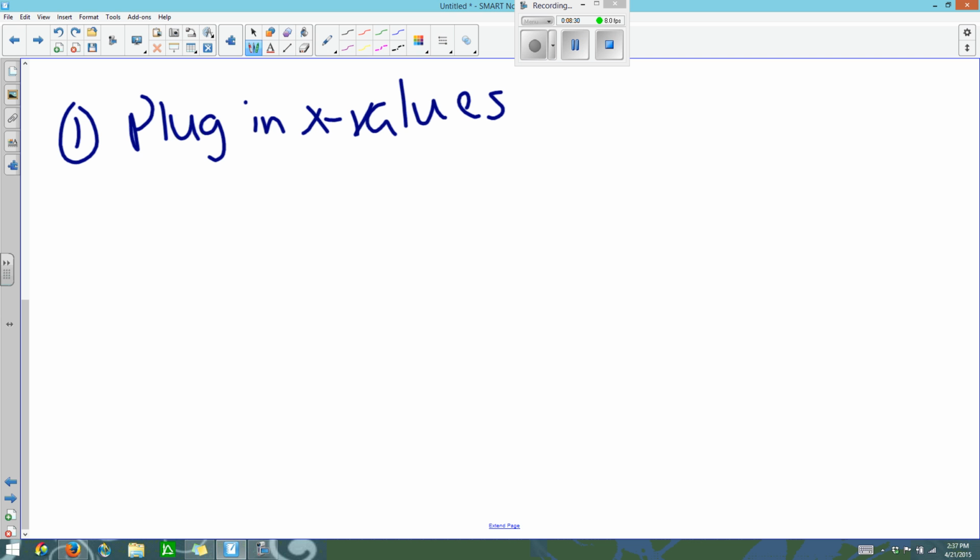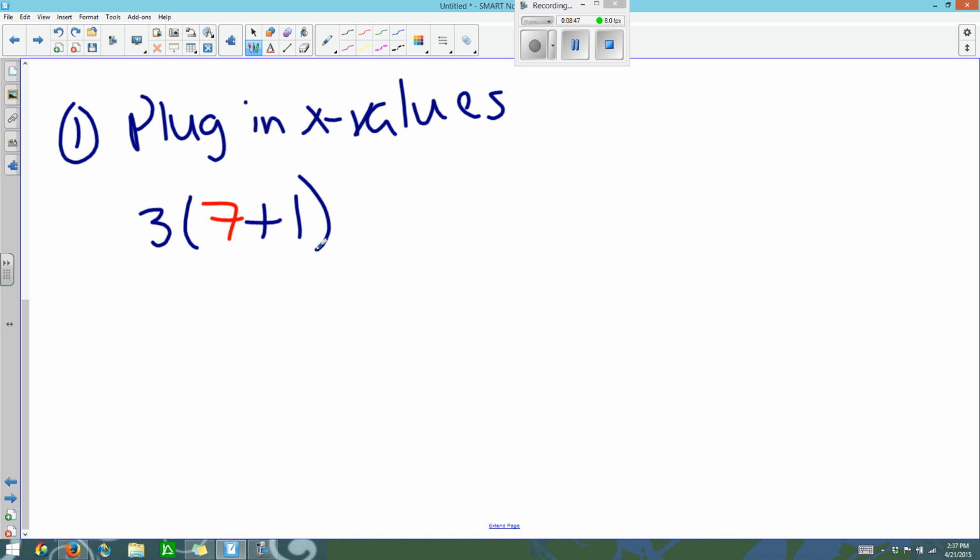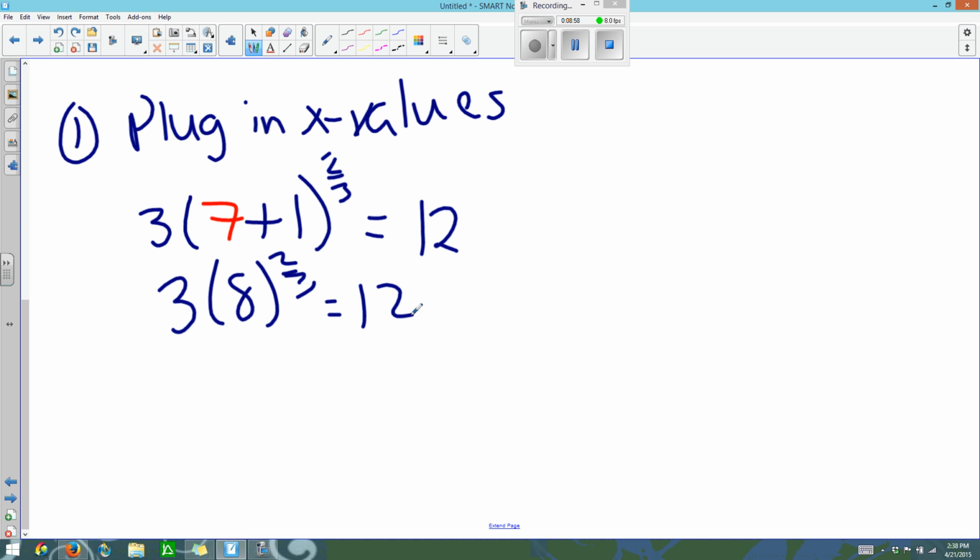So you'll have 3 times the 5th root. Oh, no, wrong one. Sorry. You have 3 times 7 plus 1 raised to the 2/3 power equals 12. Okay, we know that this is 8. You're going to read this as 8 raised to 2/3.